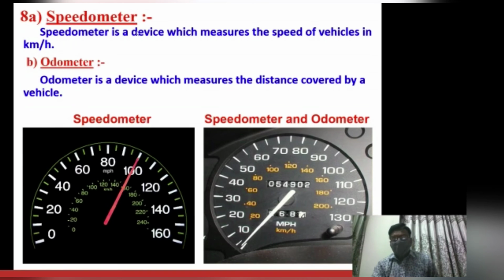Speedometer is a device which measures the speed of a vehicle in kilometer per hour. Odometer is a device which measures the distance covered by a vehicle. These two apparatus are in the same disc. This is your speedometer and this is your odometer.